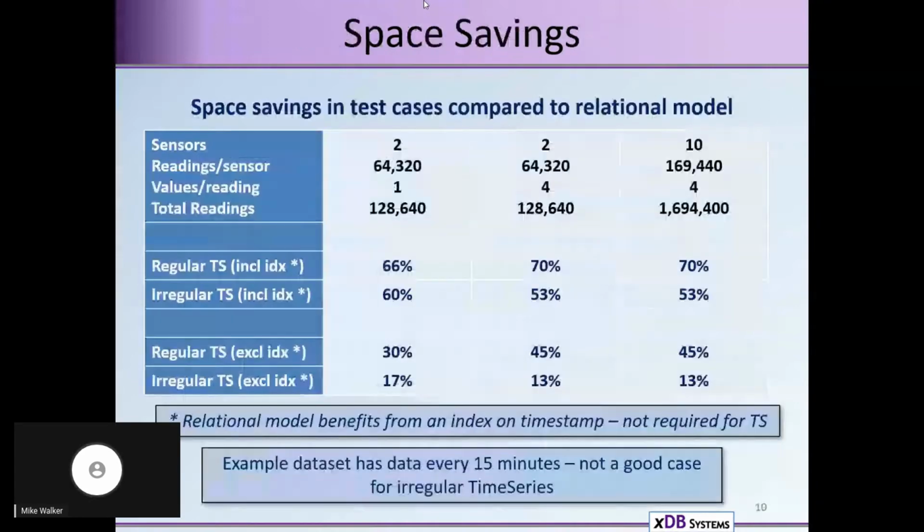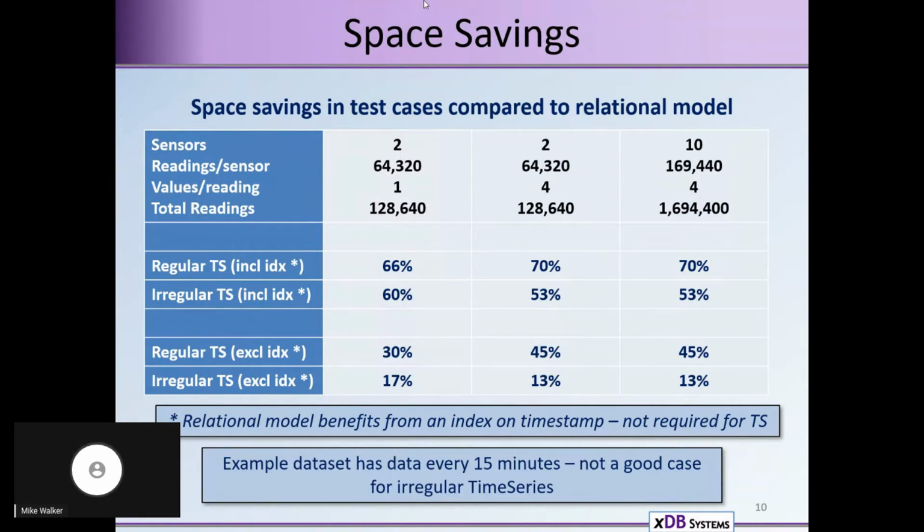Now, I did some testing the other day as to how much storage we can actually save by switching from a relational data model to a time series model. I just threw together a few sensor readings for different intervals and so on. And I calculated that we could save up to 70% of our storage requirements by using time series over relational.